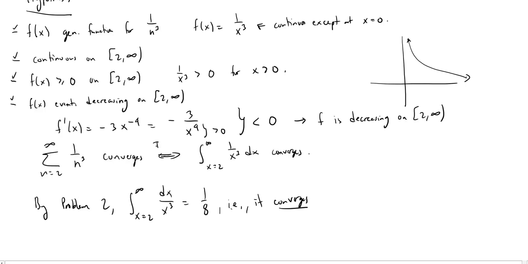Okay, so this is the integral test up here. And so by the integral test, we know that the original series, the sum of 1 over n cubed, converges. Bingo.